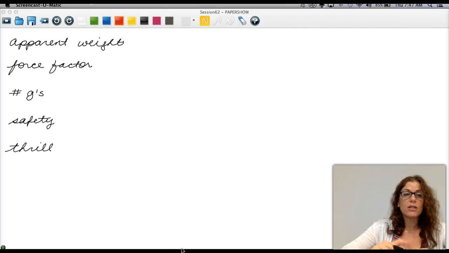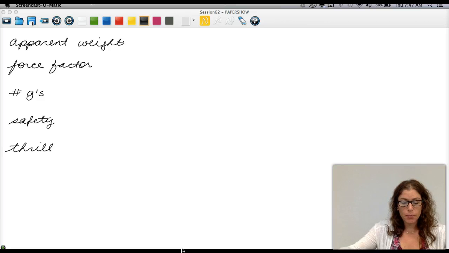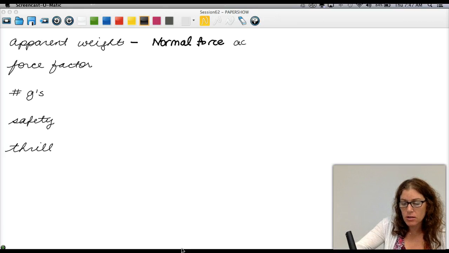We're going to be analyzing roller coasters, and there's a few things that you need to know in order to actually analyze them, and that you may not have heard before. So the first thing is what we call apparent weight. Apparent weight is actually the normal force or the support force acting on your body.